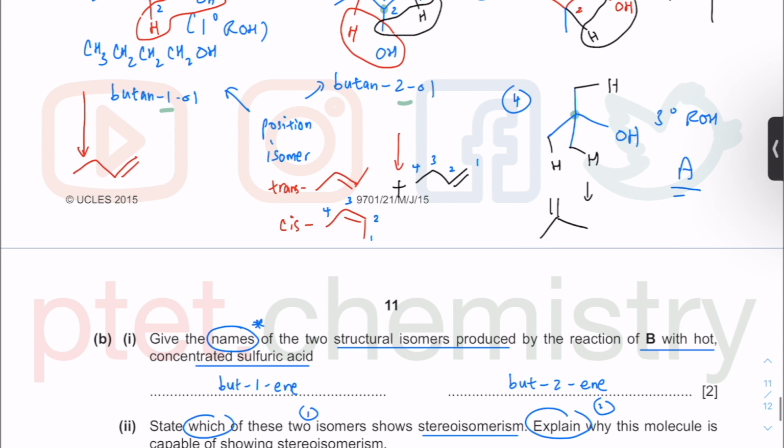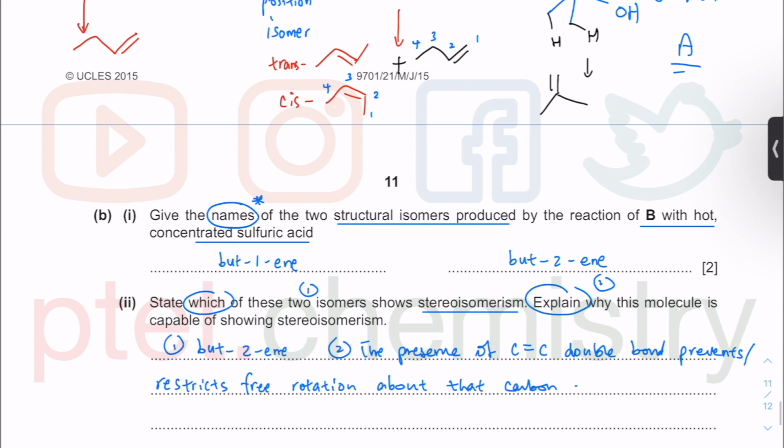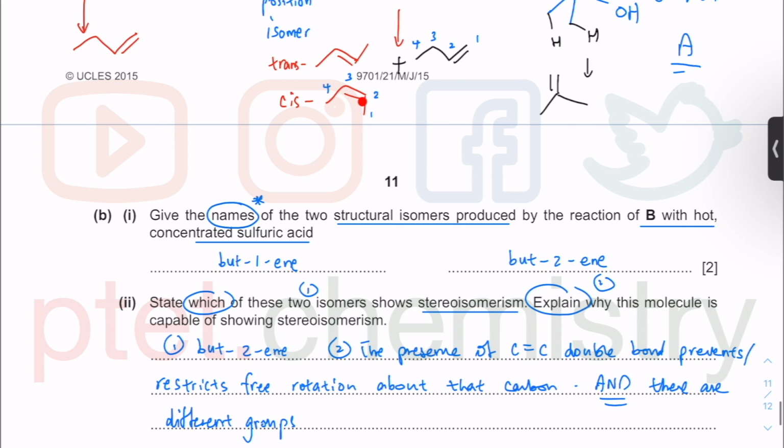Okay, so meaning to say you cannot rotate from this to the other one freely about this carbon-carbon double bond, the pi bond there. And we also need different groups, the second condition. The second condition is something that a lot of students always miss out because they think just because you have double bonds, you will have cis and trans. Not really. You must also satisfy the second condition.